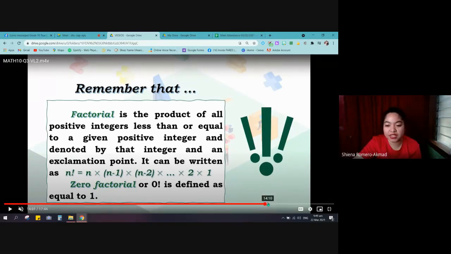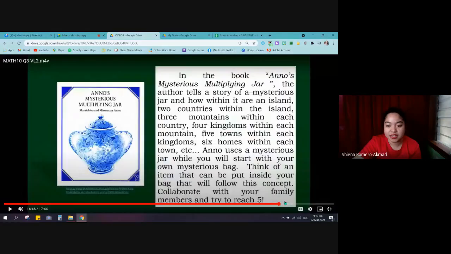Then you will answer the valuing. This is very interesting. In the book, Anna's Mysterious Multiplying Jar, the author tells us a story of a mysterious jar and how within it are an island, 2 countries within the island, 3 mountains within each country, 4 kingdoms within each mountain, 5 towns within each kingdom, 6 homes within each town, and etc.